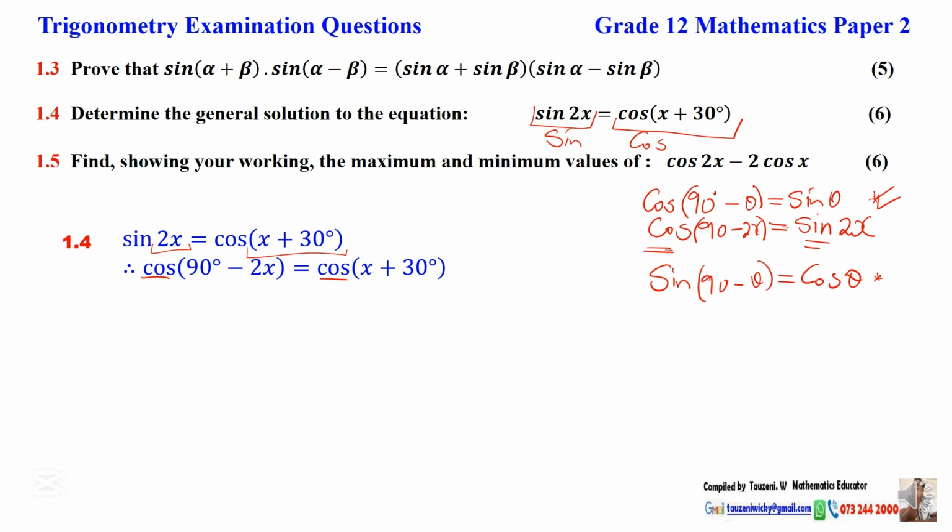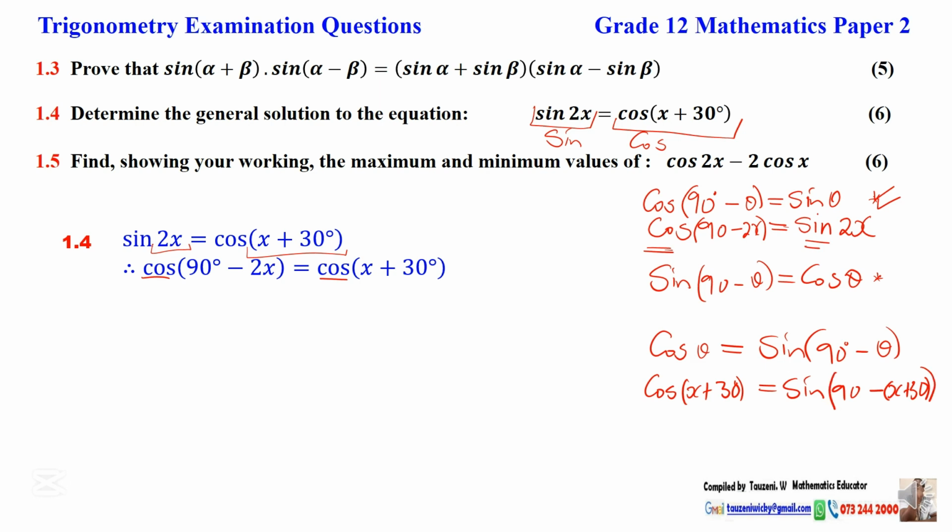Let's say for a moment I wanted to change cos. You do the same thing. I know that the cos of theta is equal to the sine of 90 degrees minus theta. Now, my angle for cos in this equation is x plus 30. So in place of theta, you put x plus 30. That means the cos of x plus 30 degrees is equal to the sine of 90 minus theta. In place of theta, you put x plus 30 degrees. This is also an option.